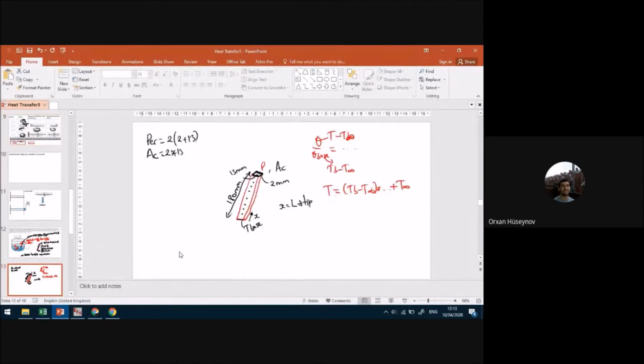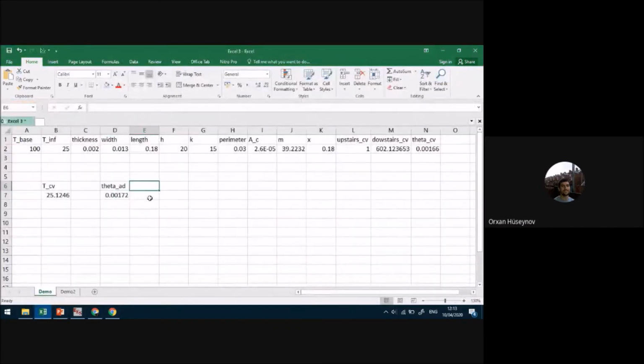If you do a similar approach here, I should multiply by the difference in temperature plus the T infinity temperature. So T adiabatic will be equal to, again, (T base minus T infinity) multiplied with this formula, plus the infinity temperature. See, it is 25.12, it is 25.12. You see the value? The values are very close to each other.